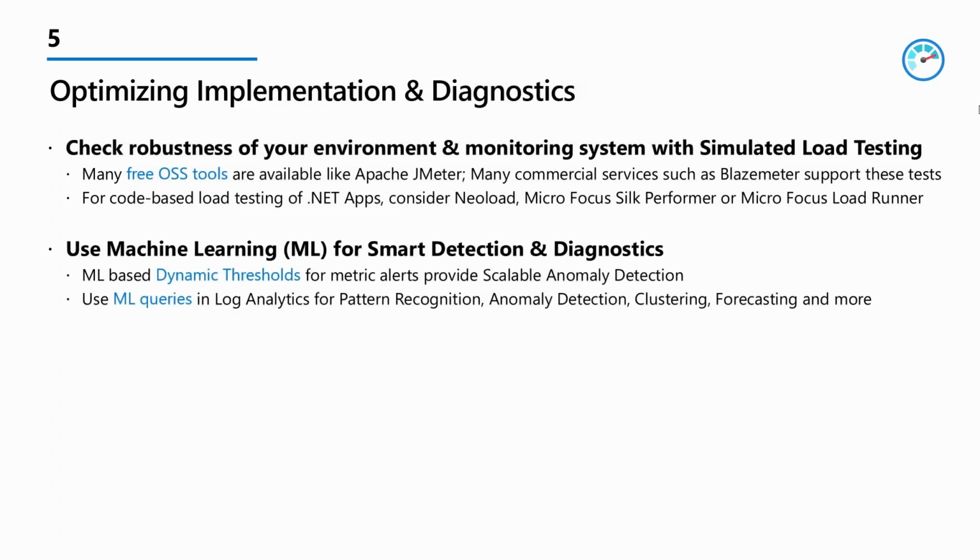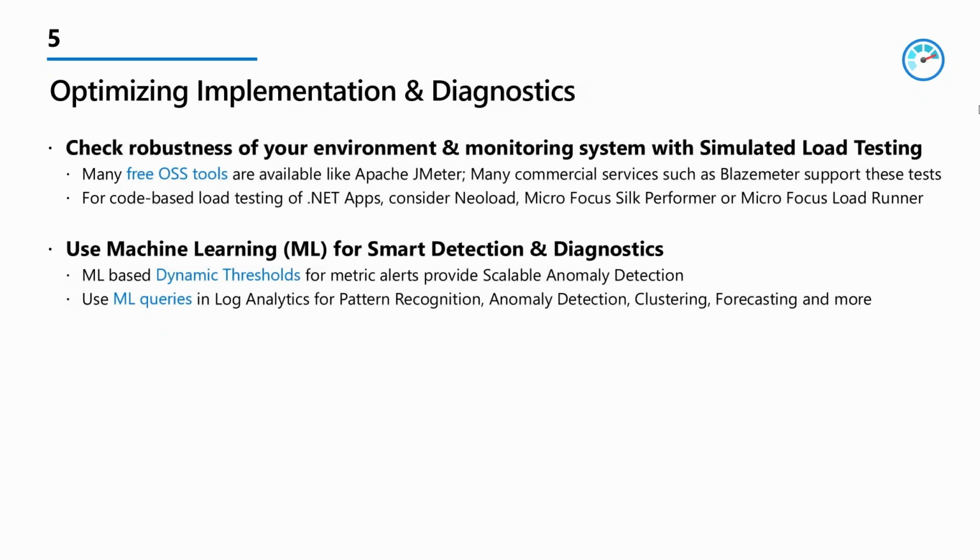Another good idea in terms of optimization is to use as much machine learning as possible to get proficient in AI ops and using these smart diagnostics capabilities. We already saw dynamic threshold-based alerting that is powered by machine learning when you're trying to do scalable anomaly detection. There are also raw queries that you can write in log analytics. So there are machine learning queries that can help you do much more.